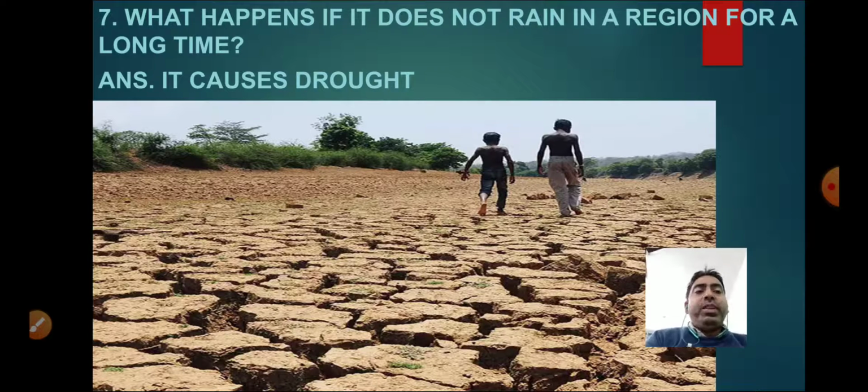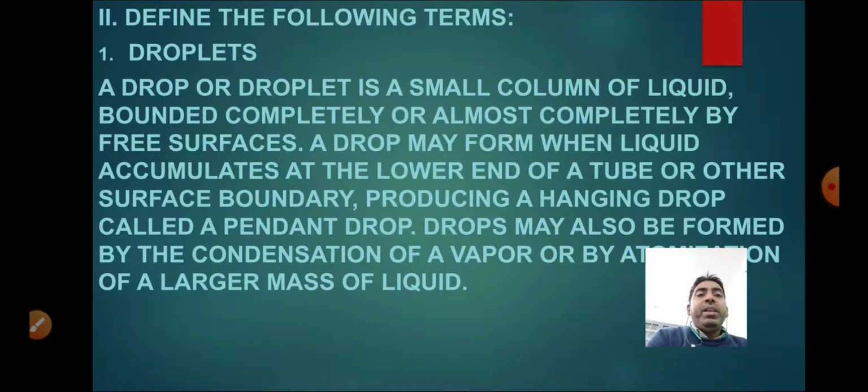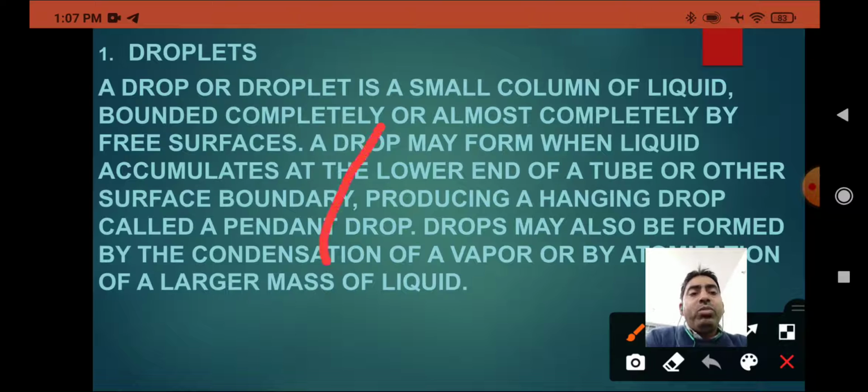So we have completed the question answers of this chapter. Short answer the following questions in one word or in one sentence. Now we are moving towards the following terms, that is droplets. Droplets or drops. What is this? That is small drops. You can see here the shape is like that.